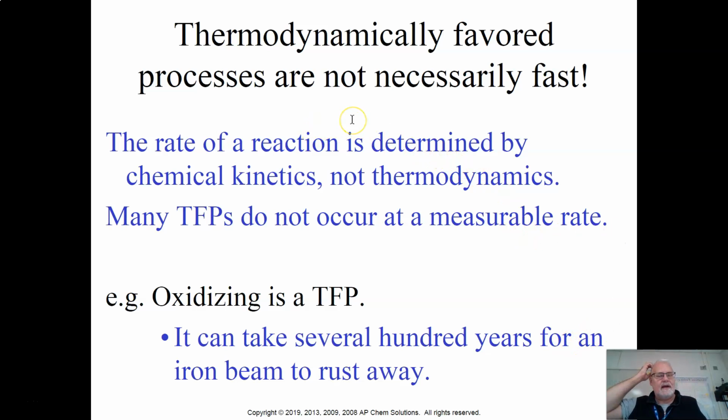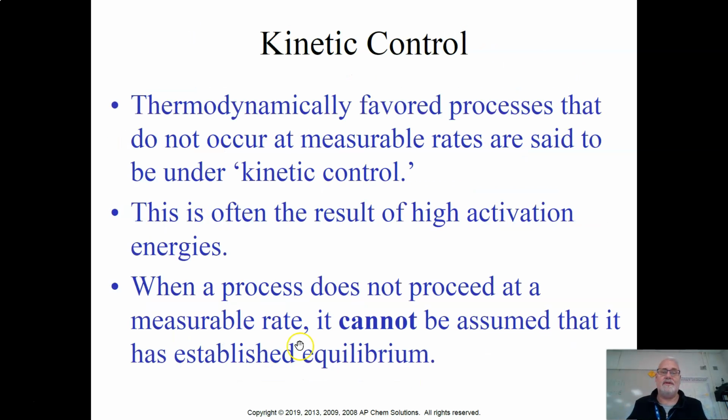One of the things, as we relate this to kinetics, is that if they're thermodynamically favored, they're not necessarily fast, and that has to do with the kinetics of it. It doesn't measure the reaction rate. An example: imagine how long it takes an iron beam to rust away. It could take a couple hundred years. But some of them are doing that, and we're having to repair a lot of bridges around.